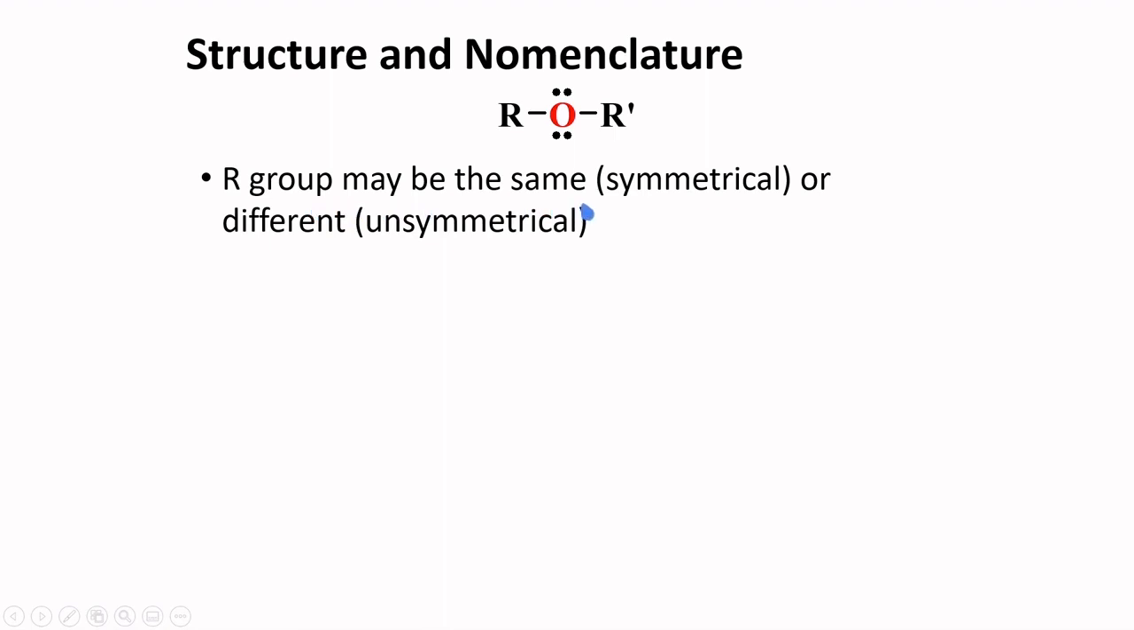They may be the same, in such case we call ethers symmetrical, or different, in which case we call them unsymmetrical. For example, this compound here contains two different alkyl type groups connected to the oxygen atom, so this is an unsymmetrical ether. This compound contains similar alkyl groups connected to the oxygen atom, and so this is a symmetrical ether.